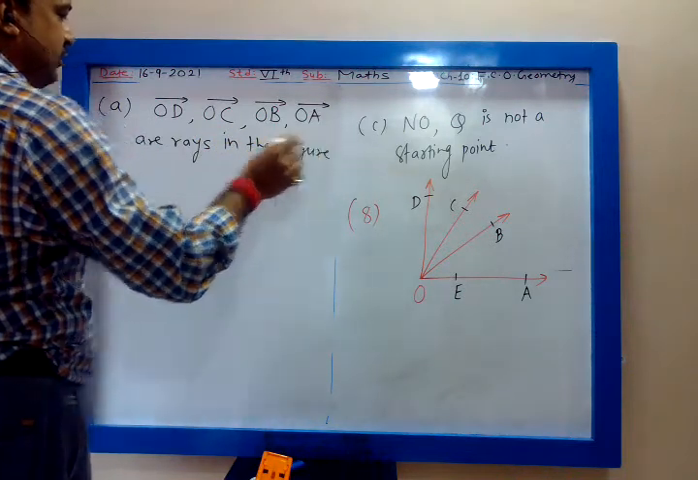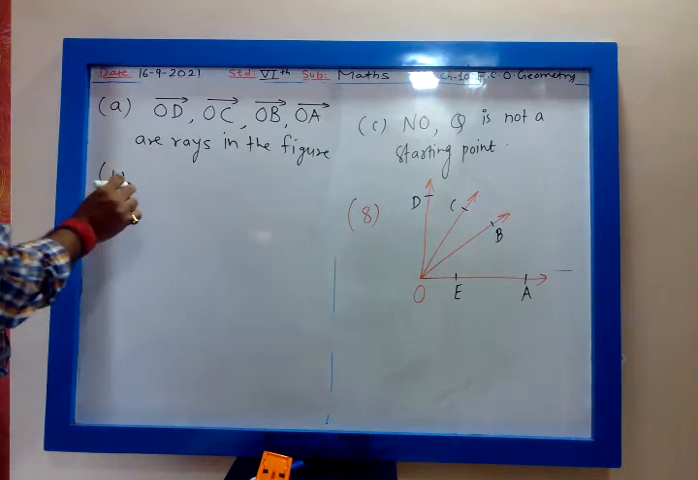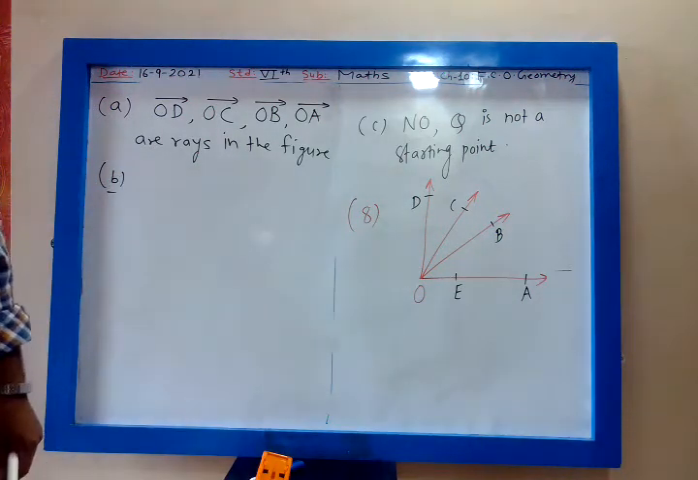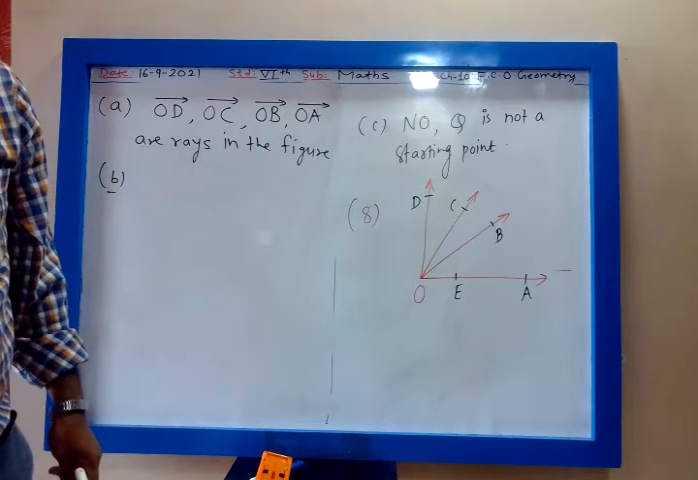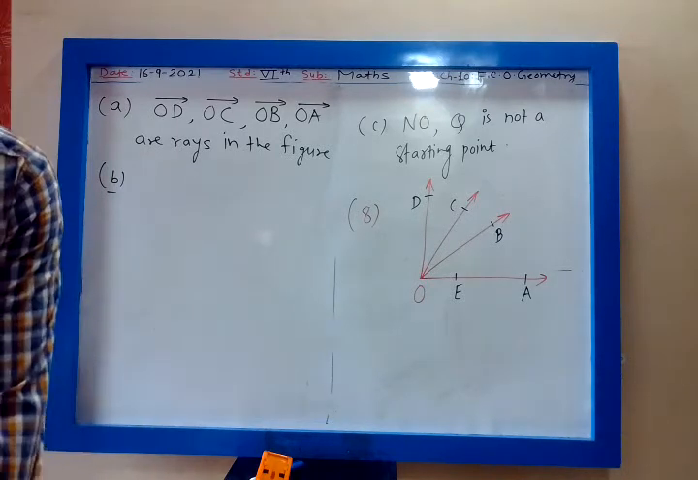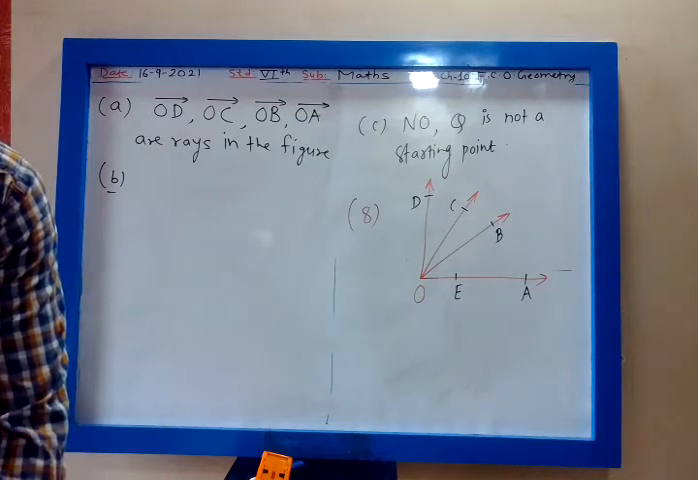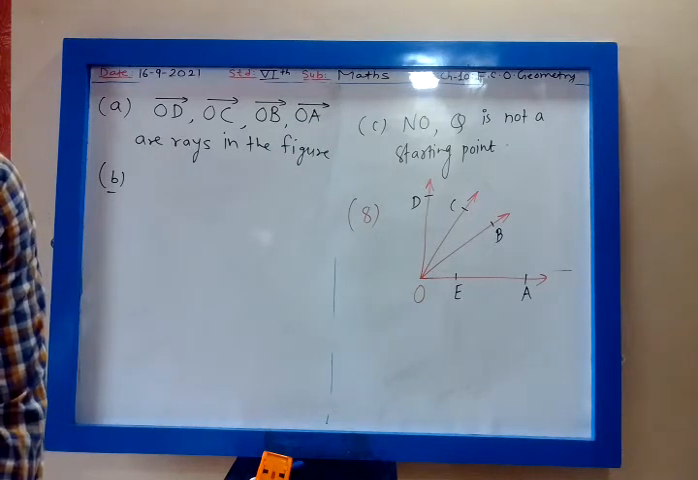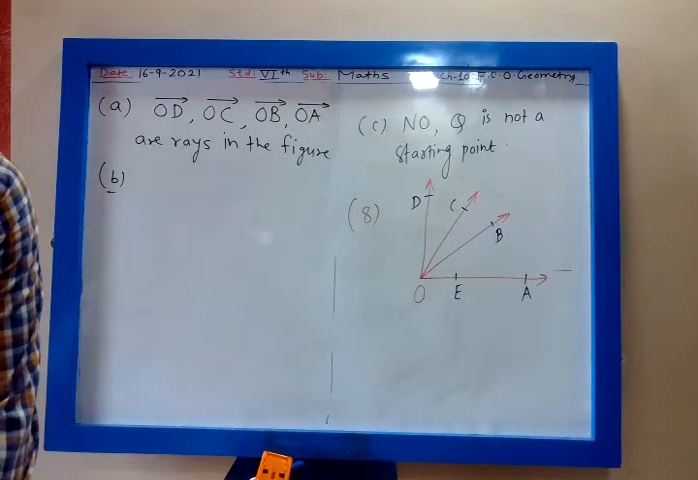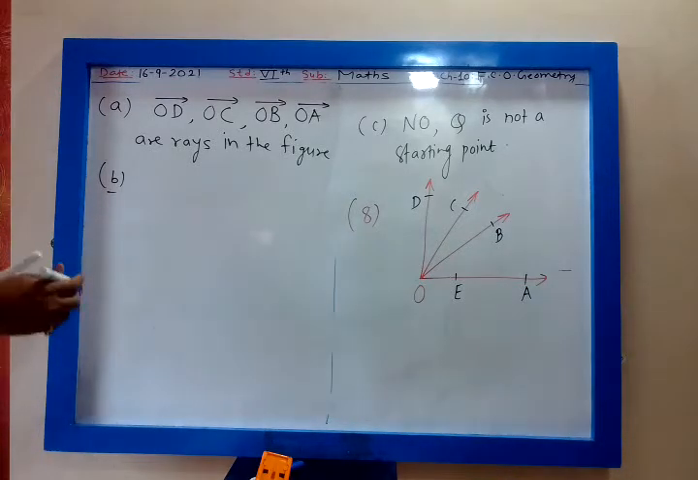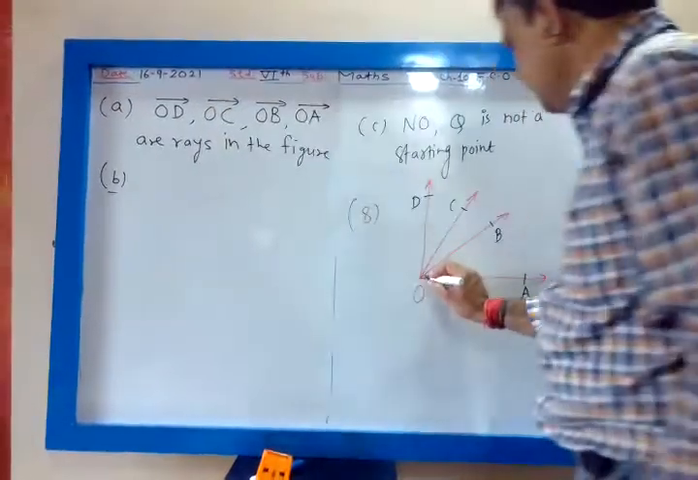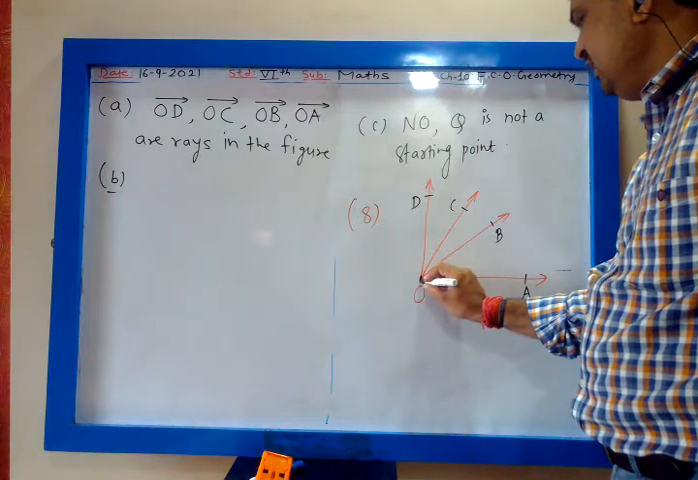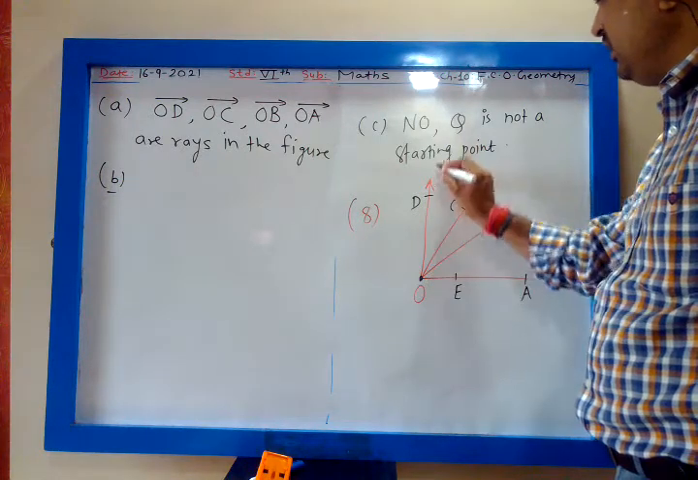Then what is our second point? Is O the starting point for each of these rays? Give reason to support your answer. Yes, my dear, O is the starting point of each ray.